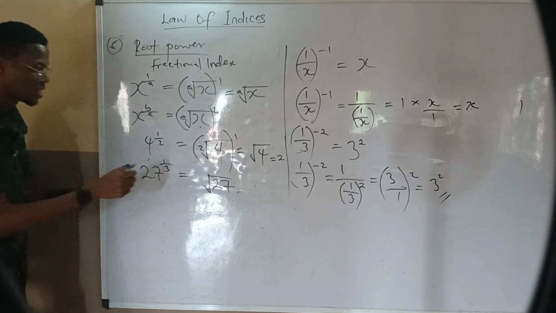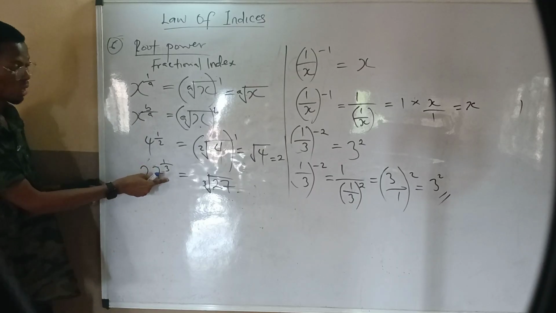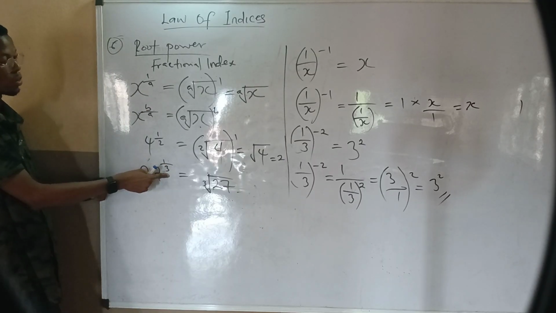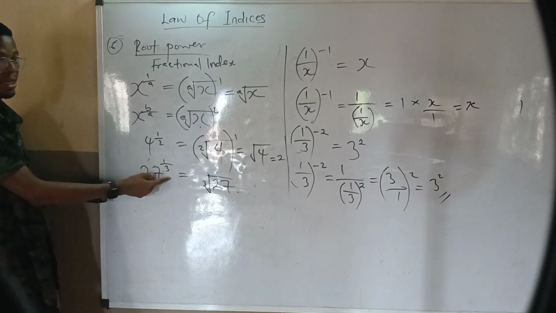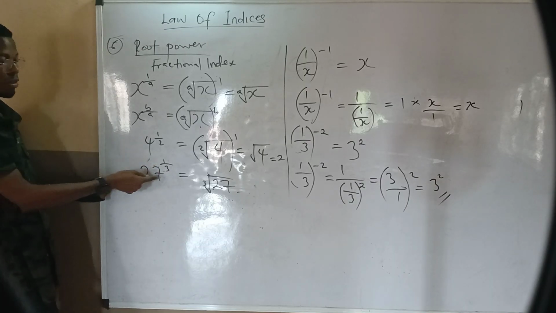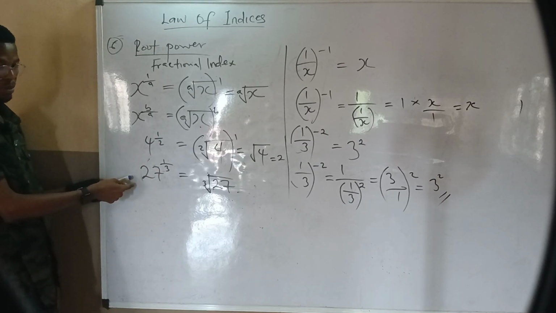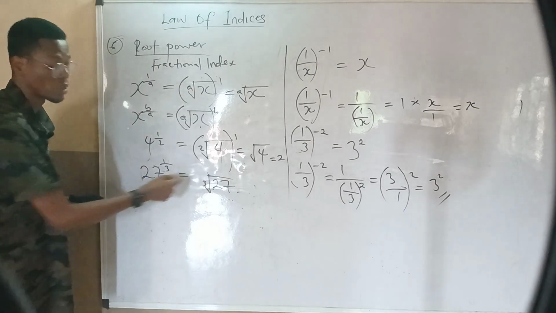Now, it is not just the root, it is the cube root, because we have 3 at this point. I told you, whatever we have as the denominator, the fraction index will bring it to be here. If 3 is in the denominator here, it becomes the cube root. If it is 4, it becomes the fourth root. If it's 2, it's square root. So here we have 3, it is what? The cube root. So we have the cube root of 27.